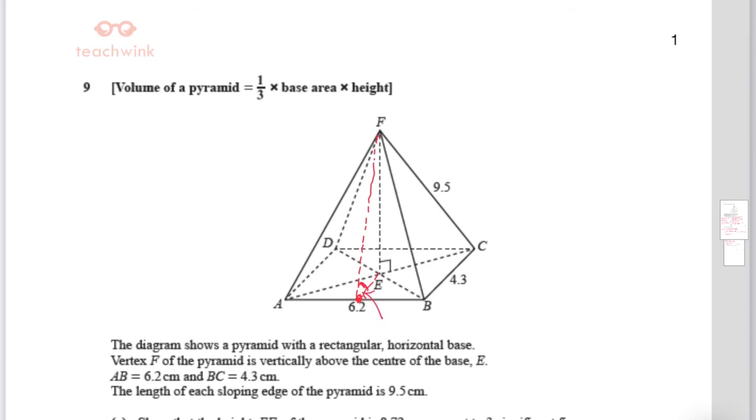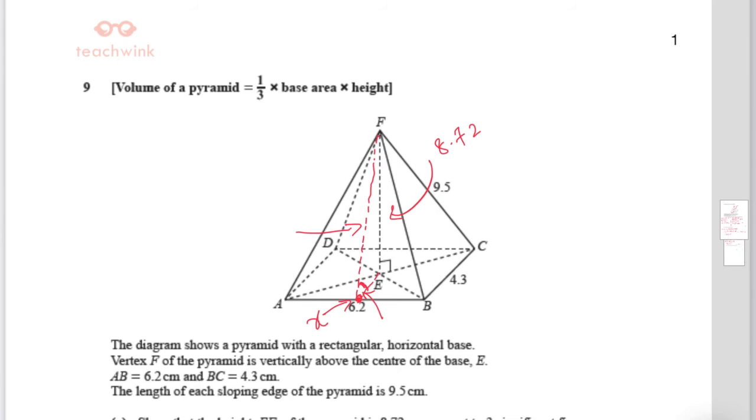This is the angle that they are looking for. So let's call this point X. We need XE. We have EF, which is 8.72. We can use this length as well, but I don't think that's a short process to find this length. So instead we can use XE.